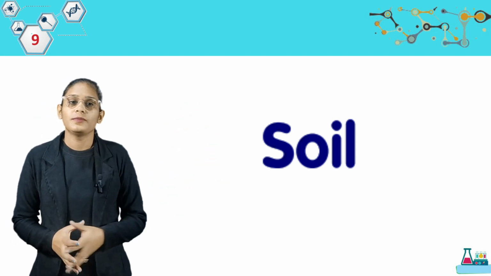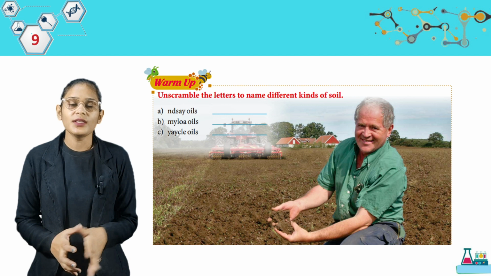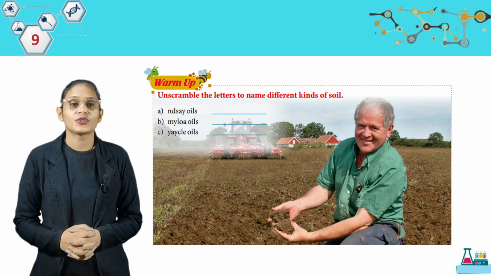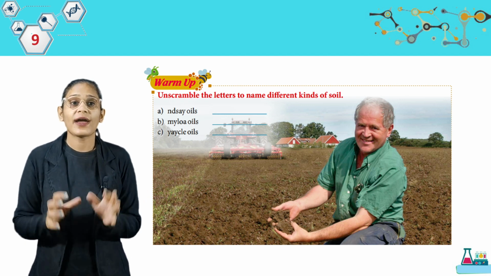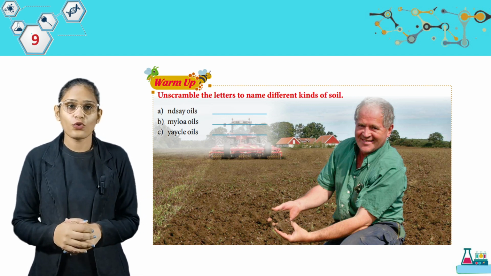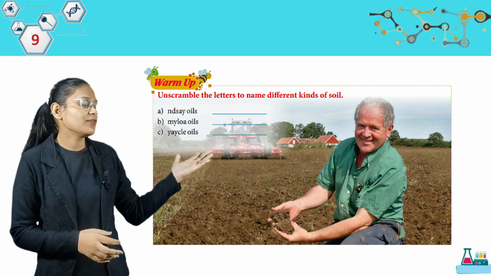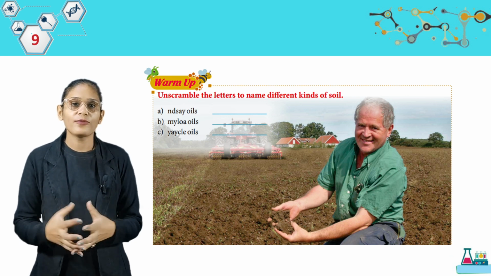Today we are going to discuss chapter 9, soil. Let's warm up. Students, before we start this chapter, let's scramble the letters to name different kinds of soil. Look here. Here we have three types of soil. You have to write the proper name of the type of soil. Like, look at the first, we have sandy soil. Second, we have loamy soil. So that's how you have to write the name of the type of soil.